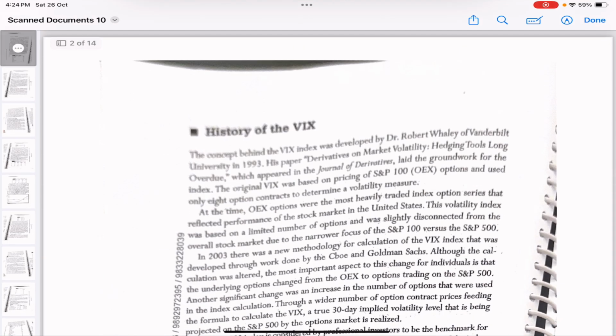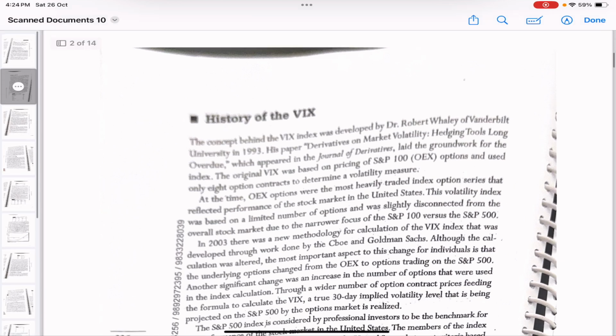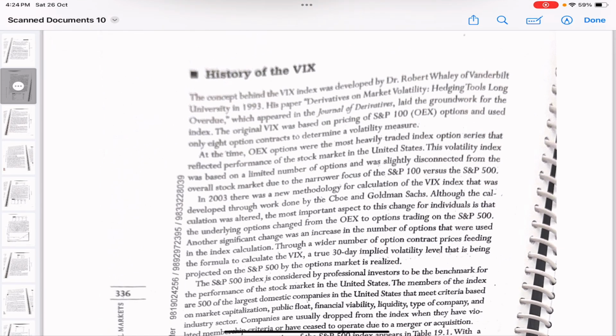Okay. Now let's start with the history of the VIX and why the VIX was developed in the first place. The concept behind the VIX was developed by Dr. Robert Whaley of Vanderbilt University in 1993. He published a paper called derivatives in market volatility. How do derivatives, the options and futures, behave in terms of market volatility, and how do they respond to it? His paper, Hedging tools long overdue, which appeared in the Journal of Derivatives, laid the groundwork for the index.